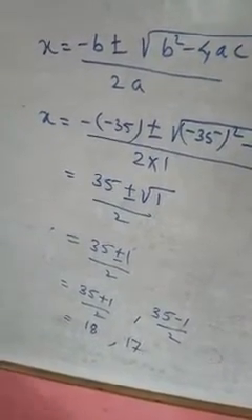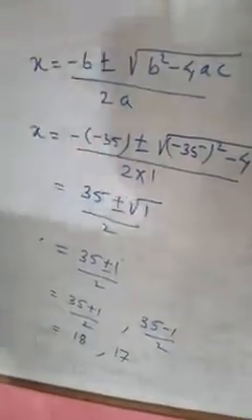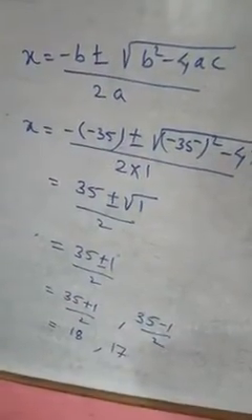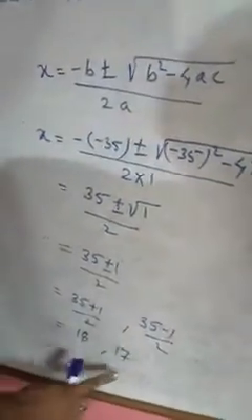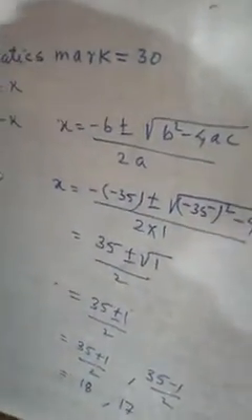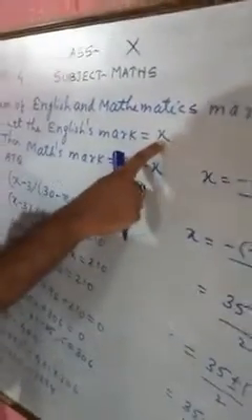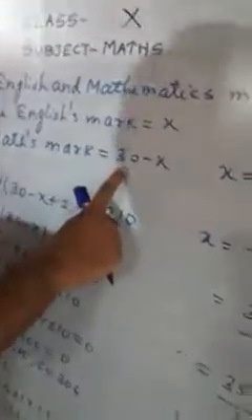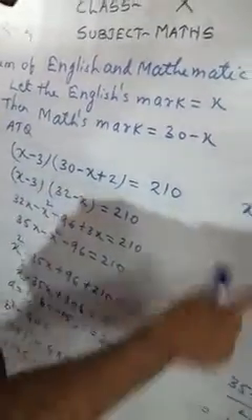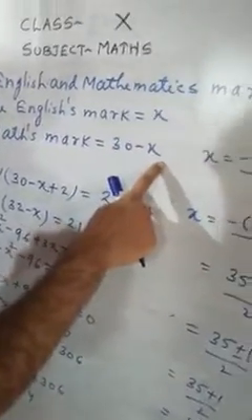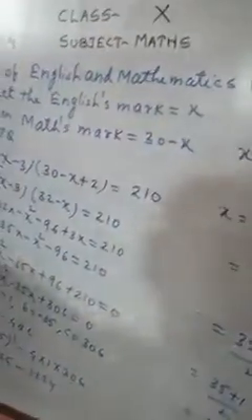Now 18 and 17 we got. Now we have to find the marks of mathematics and English. Suppose these two values are positive. If I take English marks equal to 18, then the maths marks will be 30 minus 18, which is 12. And if I take the English marks equal to 17, then maths marks will be 13. So since we have both the values, we can check them within 1 minute.